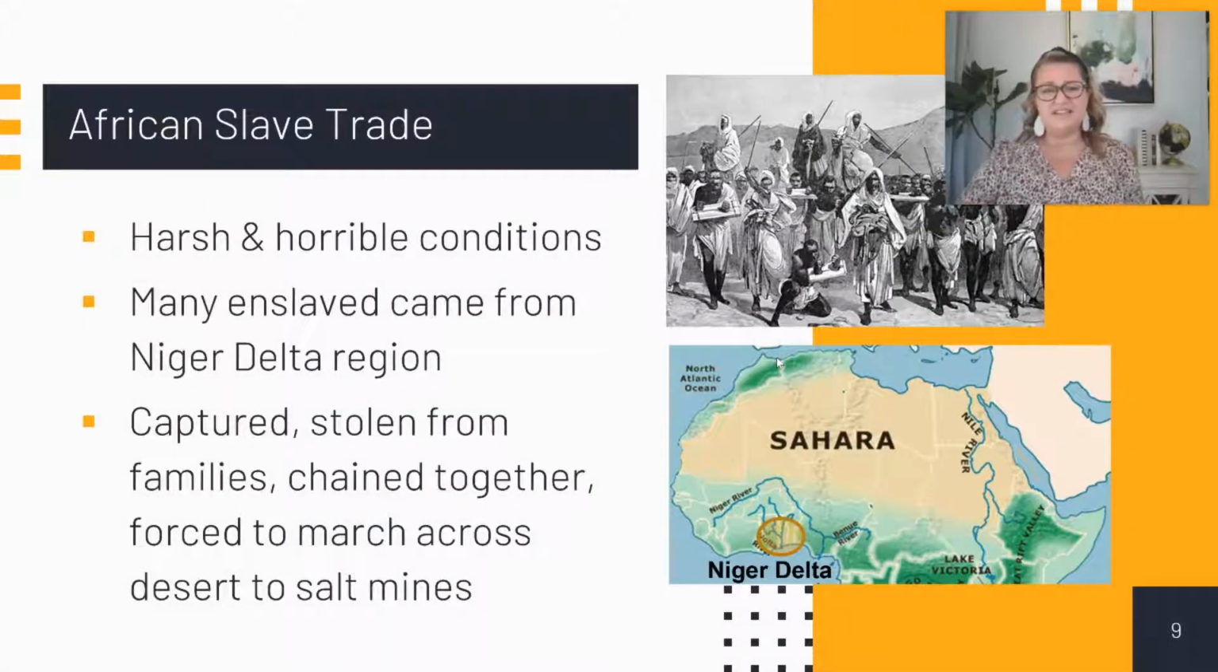Now, the conditions that these people were subjected to were horrendous, horrible conditions. And many of those who were enslaved came from the Niger Delta region. And if we take a look here on our map, the Niger Delta region would be right here in West Africa along the coast here. They were captured, they were stolen from their families, they were chained together and forced to march across the desert to work in those salt mines in the Sahara.